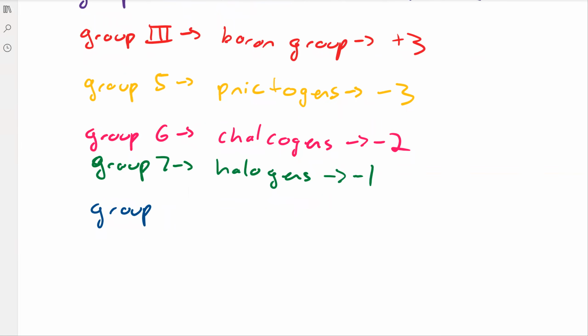They're very unreactive. These are what are known as our noble gases, right? So they're noble, so they don't like to interact with other people. They like to just kind of do their own thing. And they generally do not get a charge whatsoever.